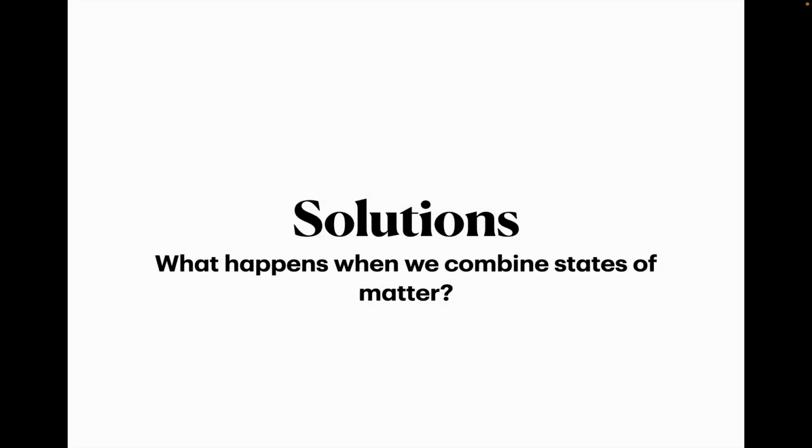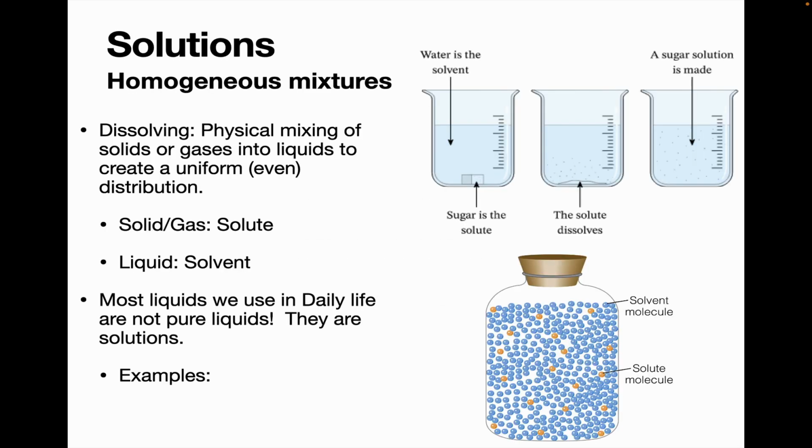Okay, here are our quick notes for the unit on solutions. First of all, what is a solution? A solution is also known as a homogeneous mixture. To get a solution, we need to undergo dissolving, which is a physical mixing of solids or gases into liquids that make an even distribution. So our solid, we call them the solute, and the liquid that dissolves them, we call them the solvent.